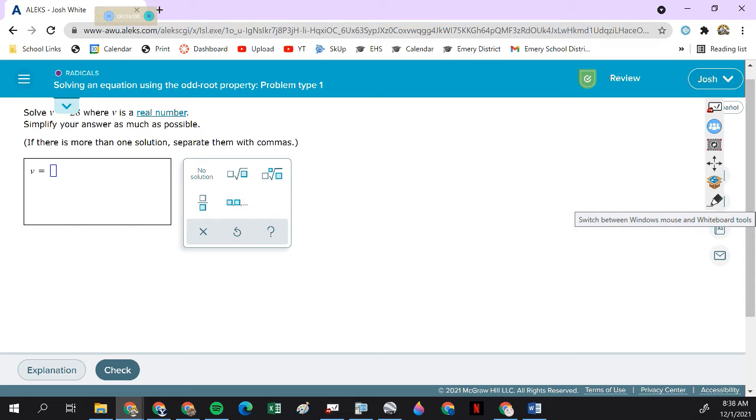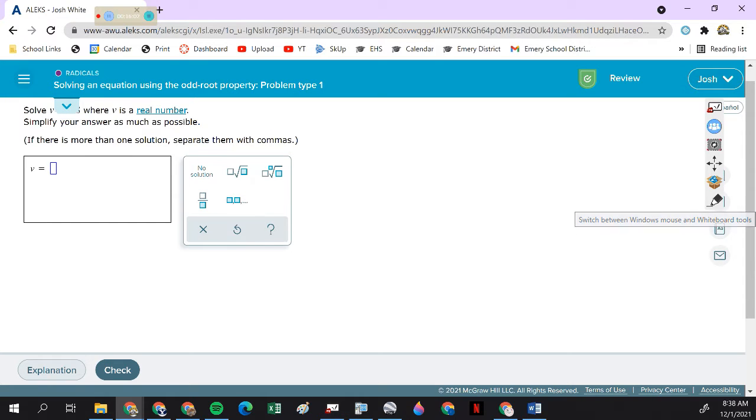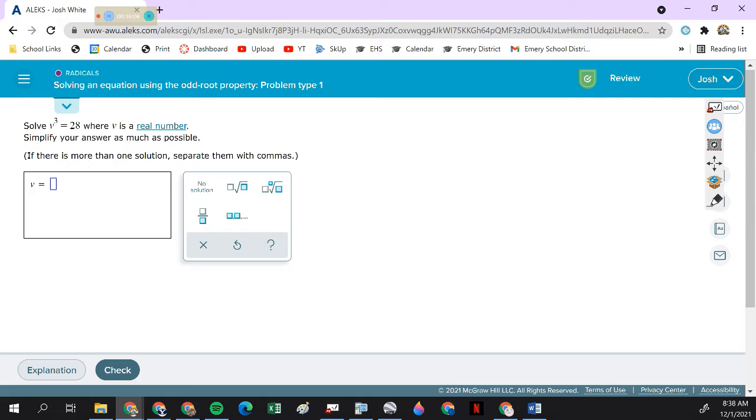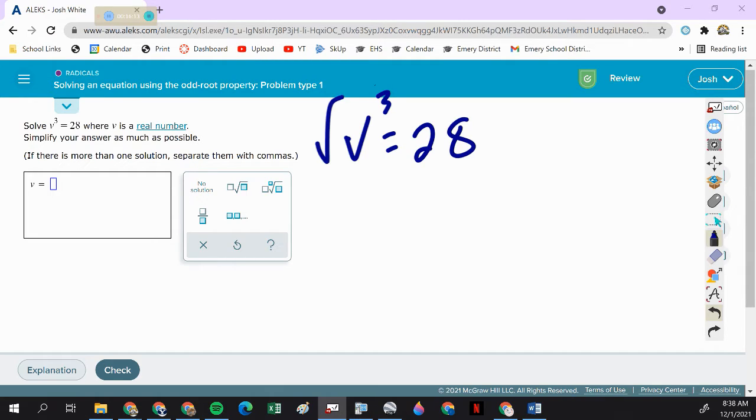Oh, we've done this one. You're just going to take the 3rd root. Oh, I see the difference. So v to the 3rd equals 28. We take the 3rd root. Do I need plus or minus? When do I need plus or minus? When the root is even. So I get v equals the 3rd root of 28.